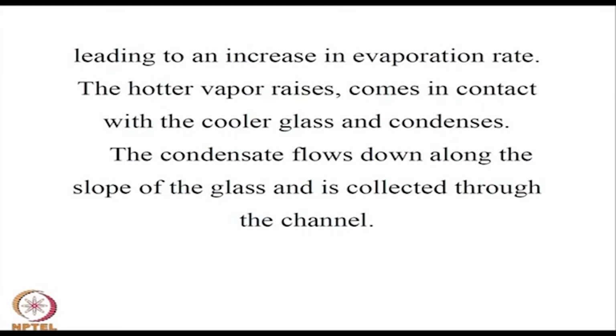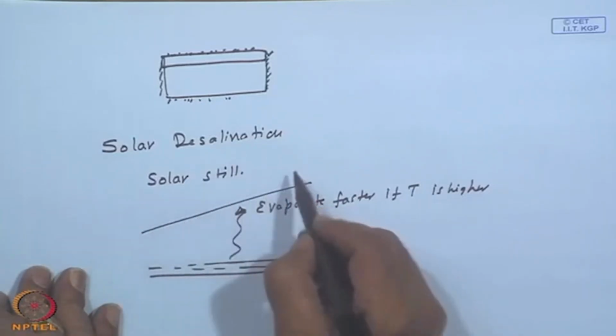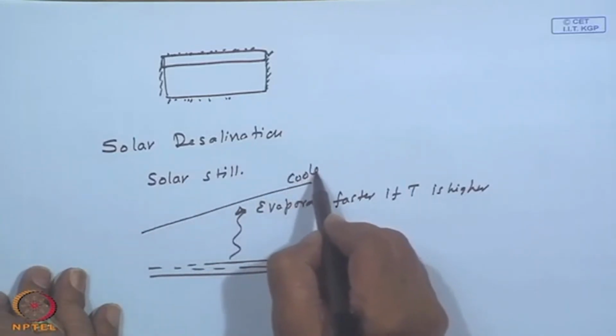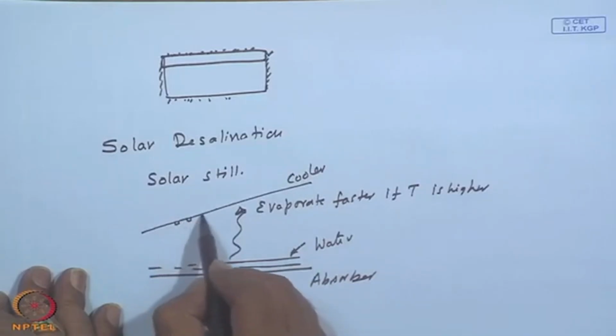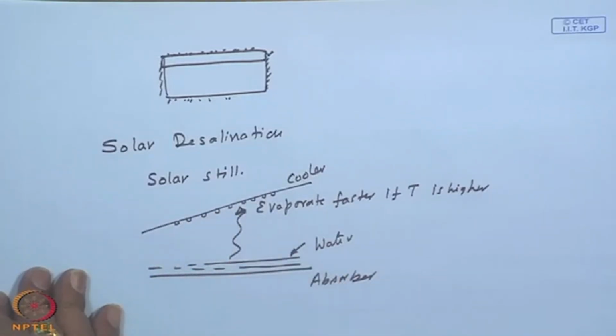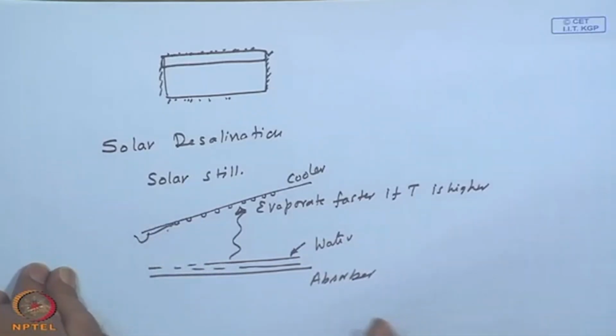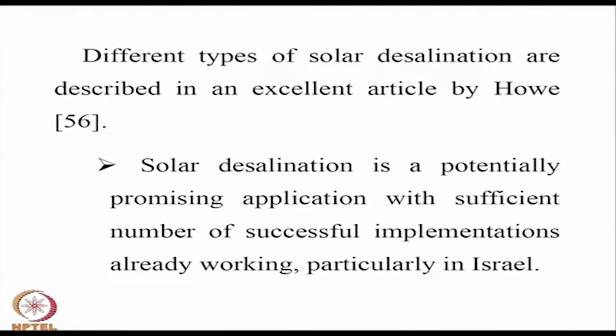So, that leads to an increase in evaporation rate, the hotter vapor rises, and if it comes in contact with a cooler surface, then it will condense on this, and then it could be collected over a channel at the bottom, right. So, this is all the principle.